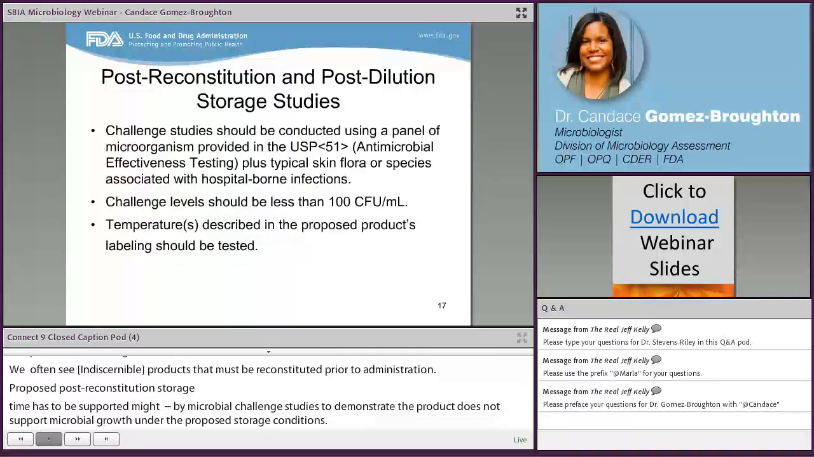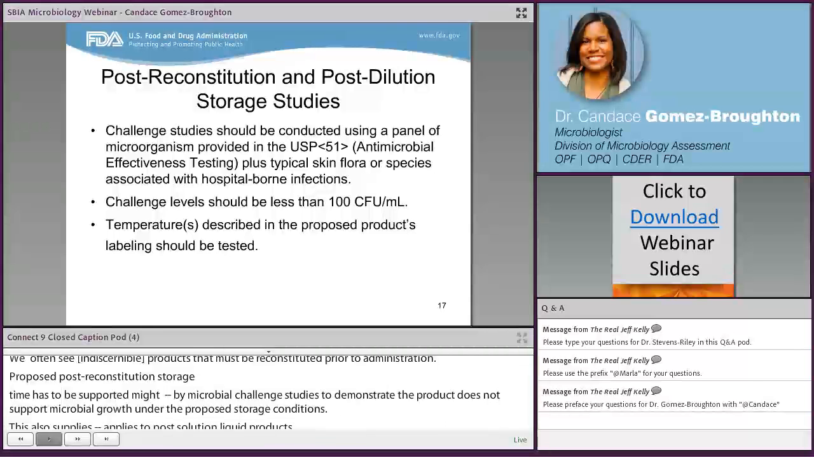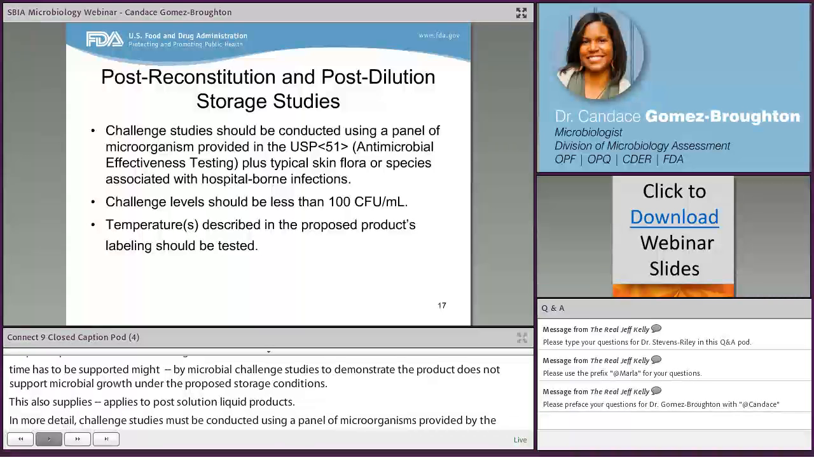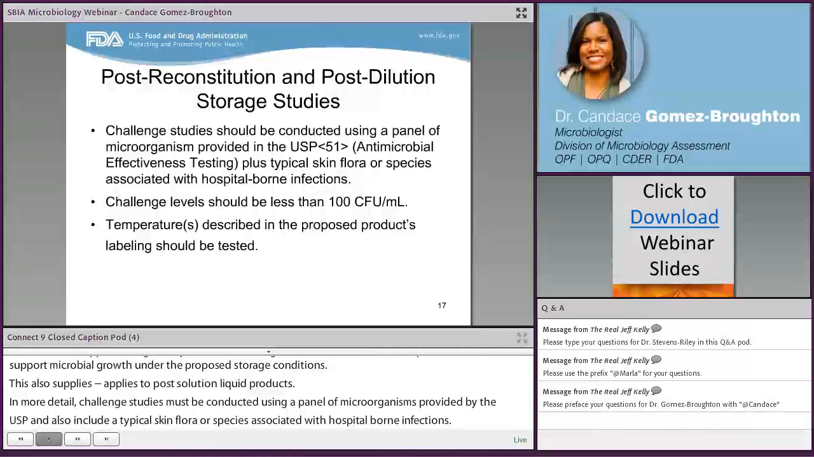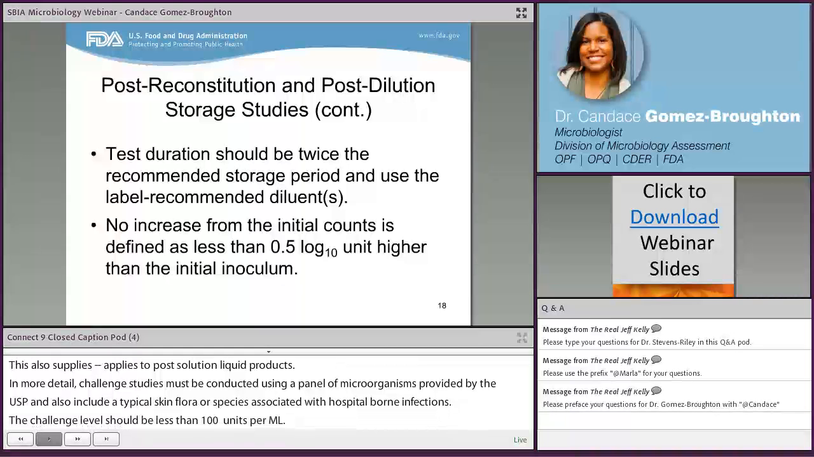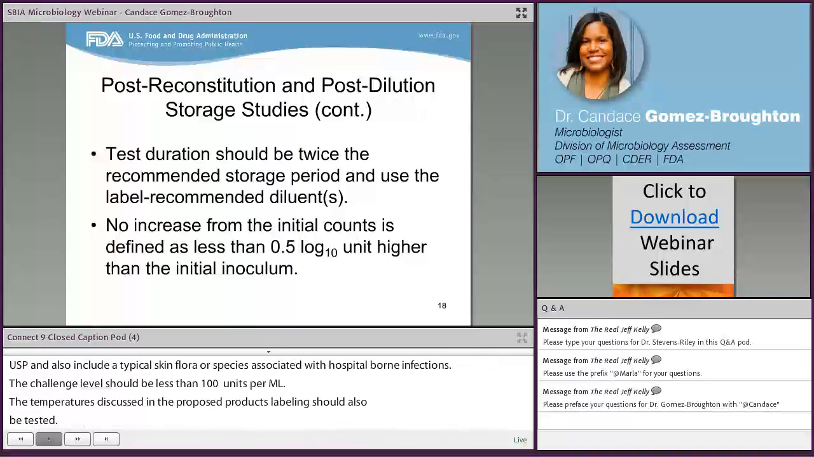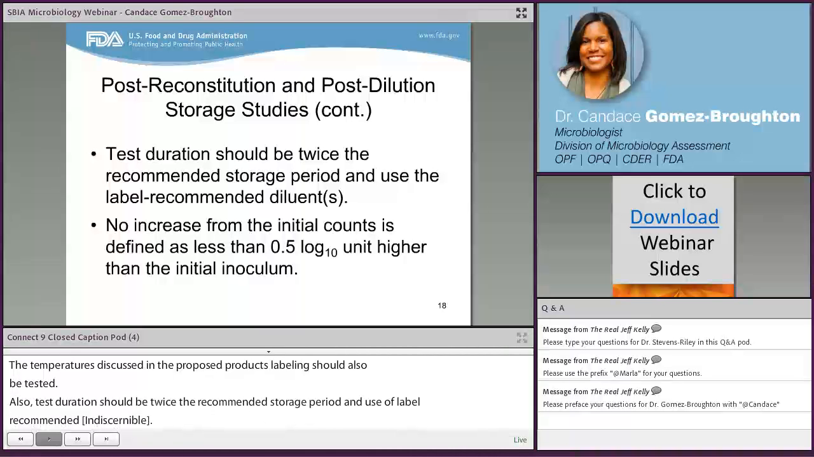So, in more detail, challenge studies must be conducted using a panel of microorganisms provided by the USP, and also include a typical skin flora or species associated with hospital-borne infections. The challenge level should be less than 100 colony-forming units per ml. The temperatures described in the proposed product's labeling should also be tested. Also, test duration should be twice the recommended storage period and use the label recommended diluent. And also, an increase from the initial count has to be defined as less than half a log unit higher than the initial inoculum.